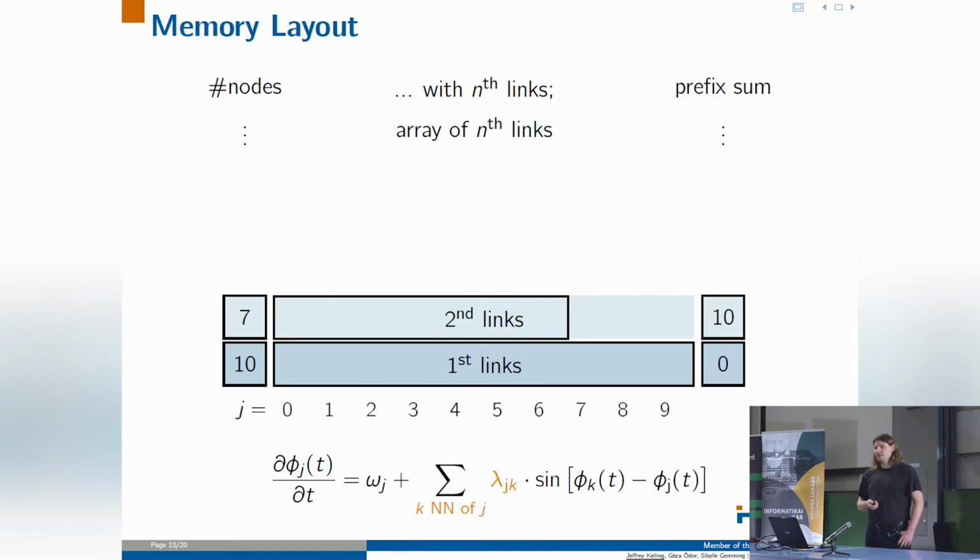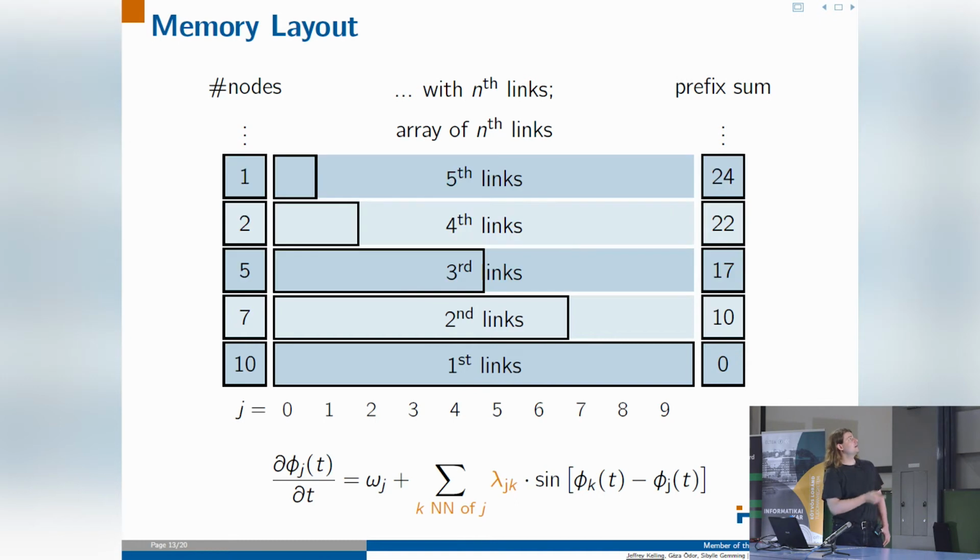Then we have the second link, which is now going up in our sum here. We go to the next neighbor in our sum. And again, now we have the list of all our second links. As you see here, the first 7 threads are accessing this, and the others don't have any second links. They don't do anything anymore. They are basically done, and so on.